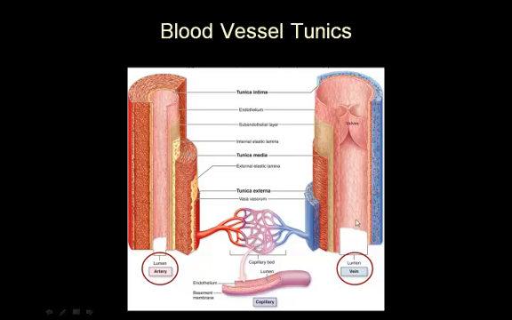Note that in the veins, the lumen, I should say, has a number of valves enclosed within it, whereas the arteries do not have the valves. And this is because in the veins, there's much lower blood pressure, and in order to prevent the blood from backflowing into the veins, a series of valves exist throughout the venous system.